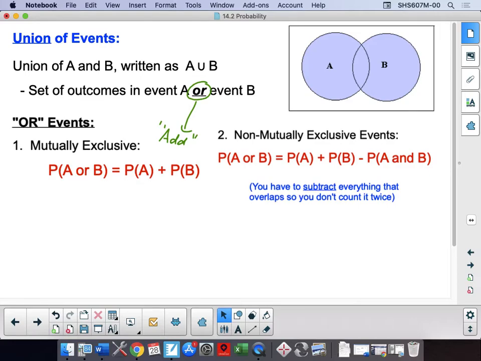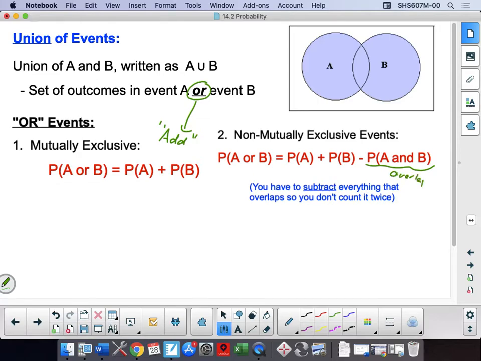This one's kind of specific here. I add each one up, the probability of event A and the probability of event B, but I have to subtract anything that overlaps between them. So if the two events share something in common, we have to subtract that.